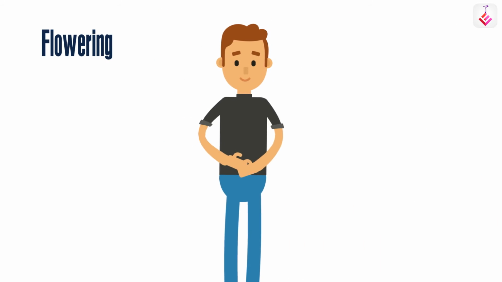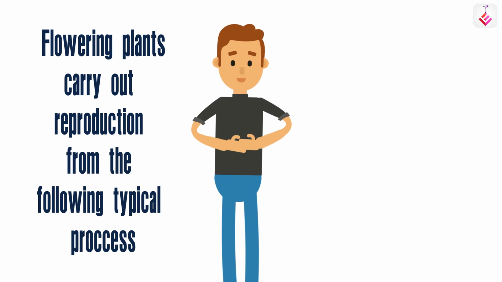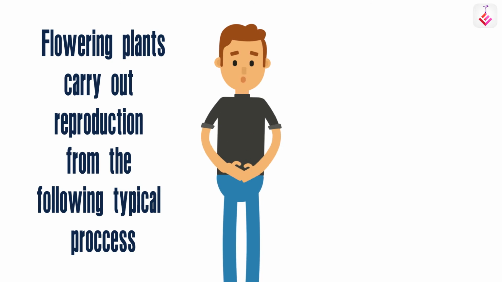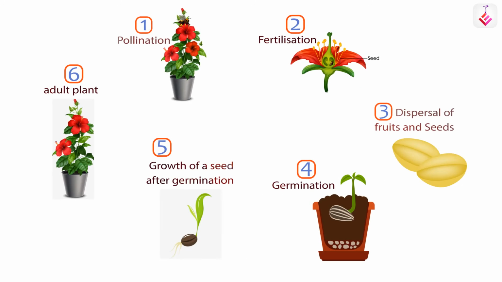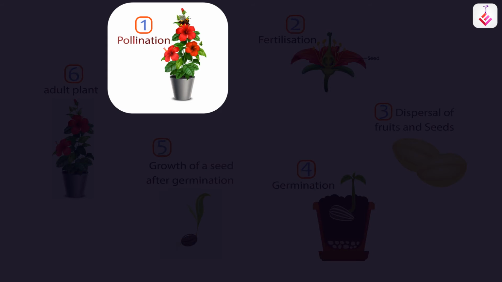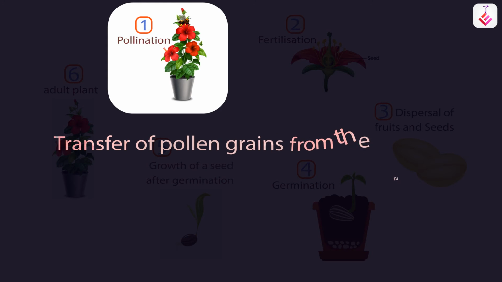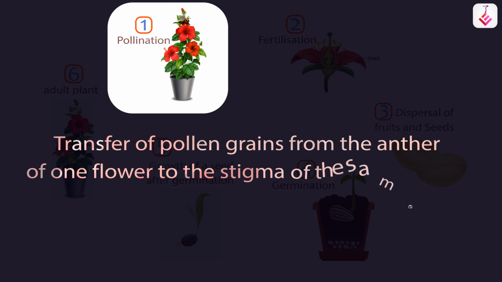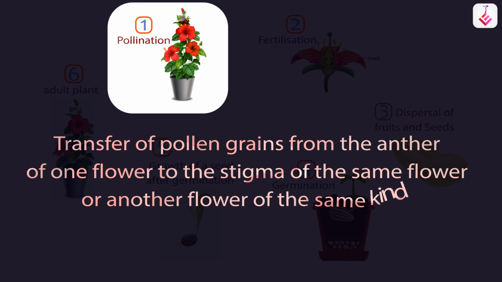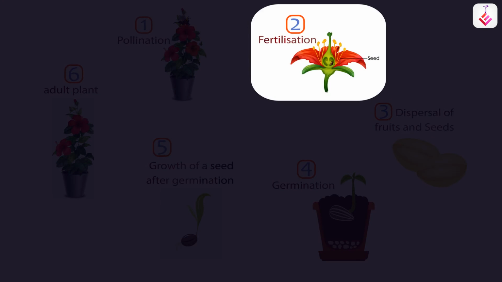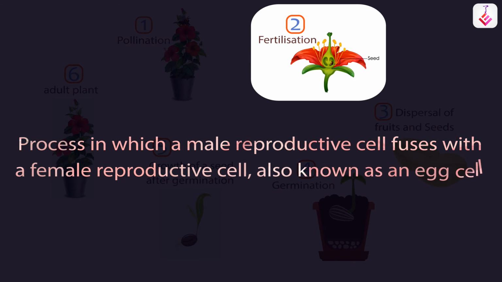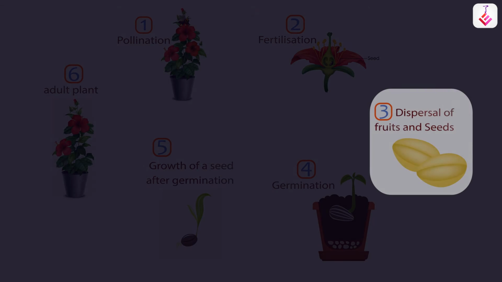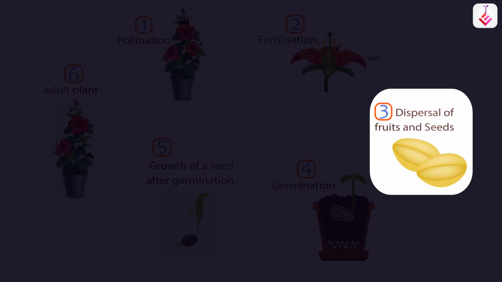Flowering plants carry out reproduction from the following typical process during the life cycle of a flowering plant, which will repeat when the adult plant starts flowering. 1. Pollination. Transfer of pollen grains from the anther of one flower to the stigma of the same flower or another flower of the same kind. 2. Fertilization. Process in which a male reproductive cell fuses with a female reproductive cell, also known as an egg cell. 3. Dispersal of fruits and seeds.